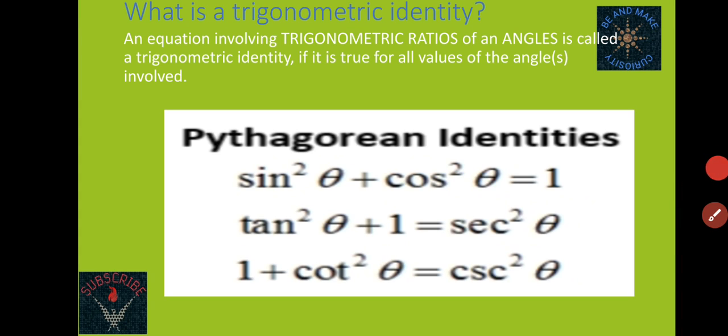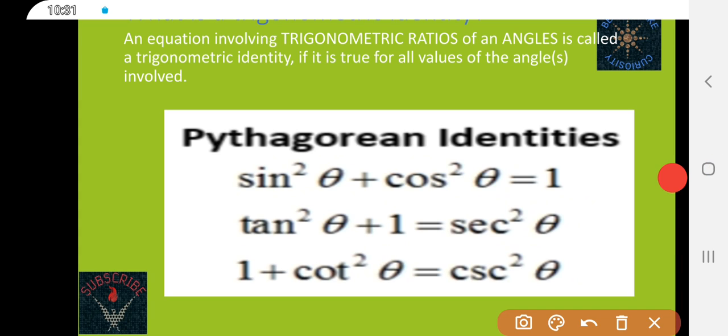Now come to trigonometric identities. An equation involving trigonometric ratios of an angle is called a trigonometric identity if it is true for all values of the angles involved.